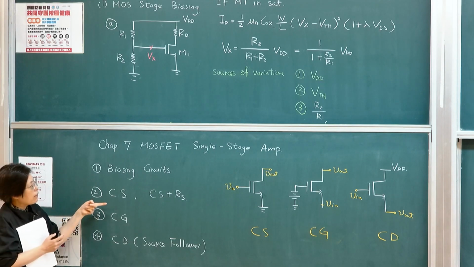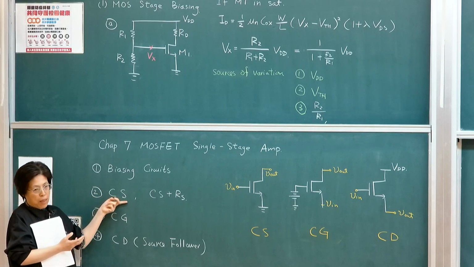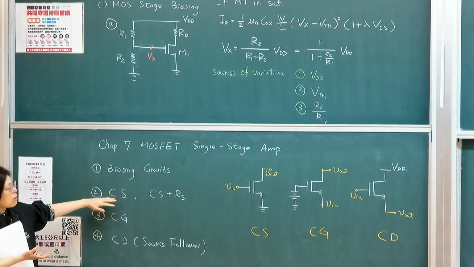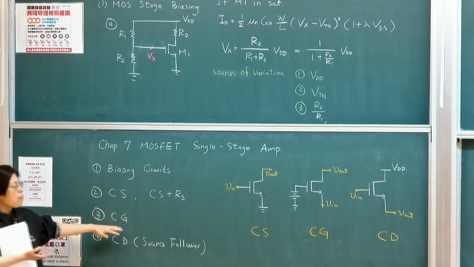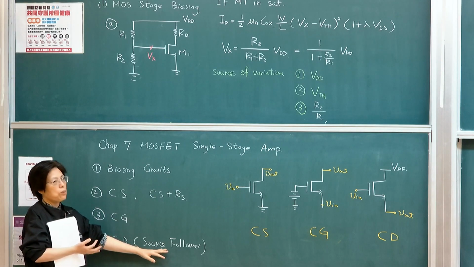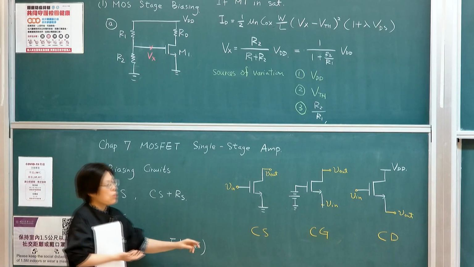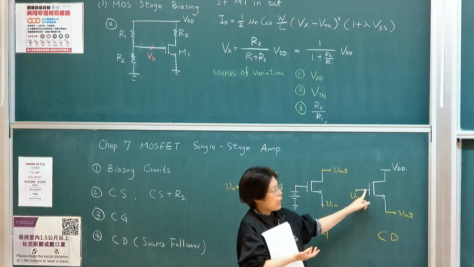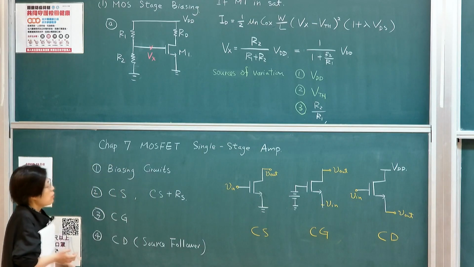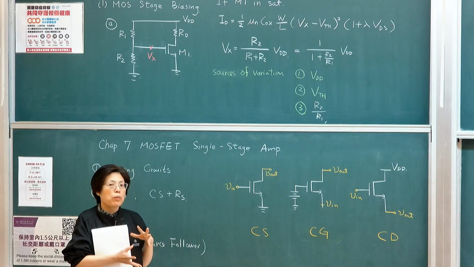And then the other thing is that we're going to talk about three types of topology, which we have already gone through in BJT counterparts. In this case, because the terminal naming changes, they're called common source, common gate, and of course common drain. The other name you're probably more familiar with is the source follower, where the source follows the gate, the input, okay? As we already talked about, these three types of structure depend on which terminal is common.